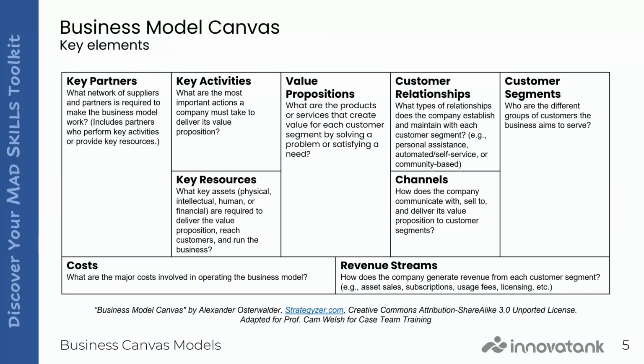The key resources. What assets do we need? The channels. How do we reach and deliver to our customers? The cost structure. What are the major costs? And then finally, the revenue streams. How do we make money from each segment? Everything must fit together logically. And you have the canvas along with its Creative Commons attribution on the screen right now.